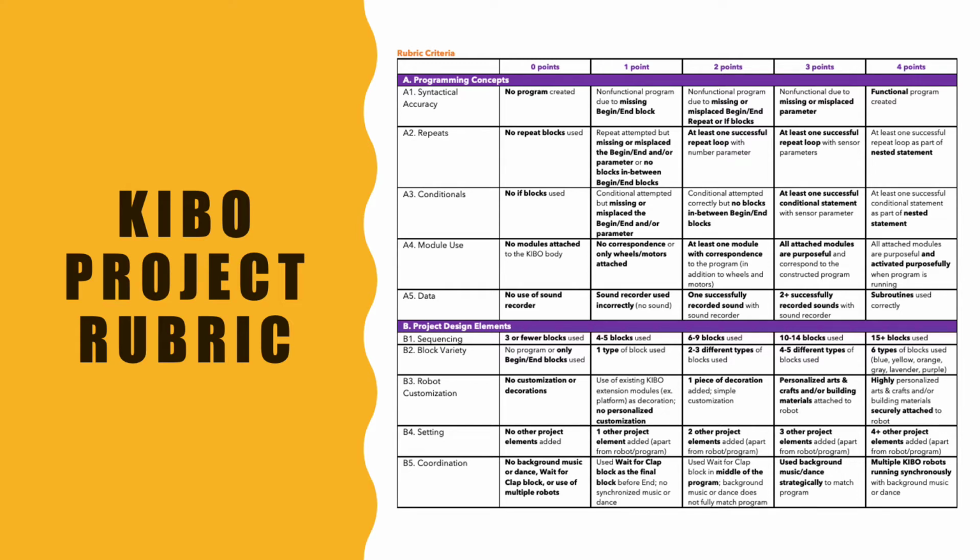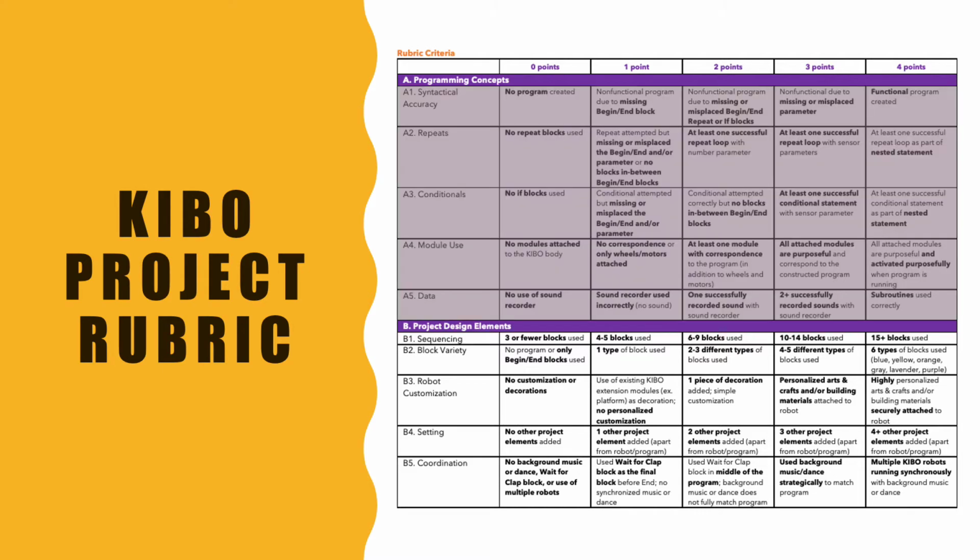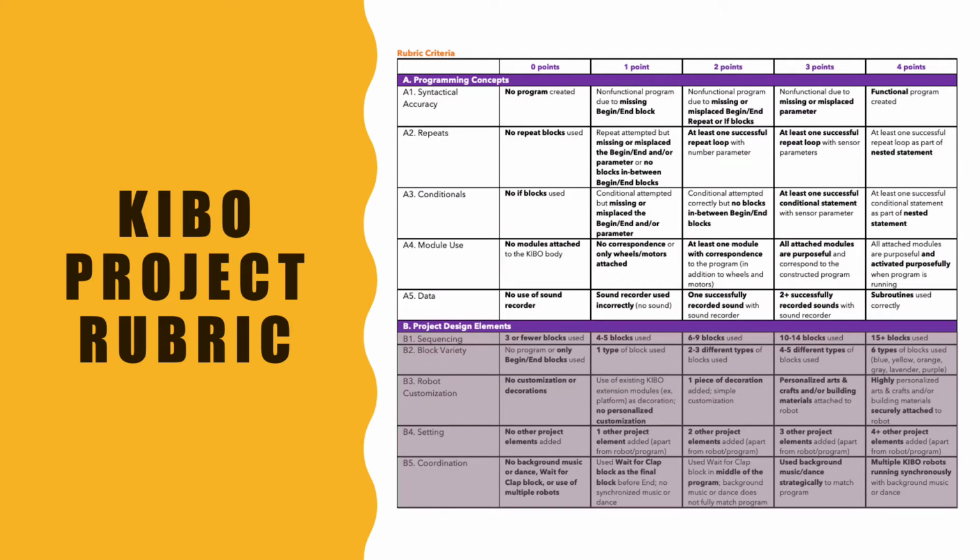These 10 criteria are split into 2 categories: programming concepts and project design elements. Programming concepts refer to foundational skills and concepts that are specific to the activity of programming. Project design elements refer to project characteristics that add aesthetic appeal, display originality and creativity, or somehow extend the complexity of the project. We'll now review each of the 10 criteria and use the following KIBO project as an example.